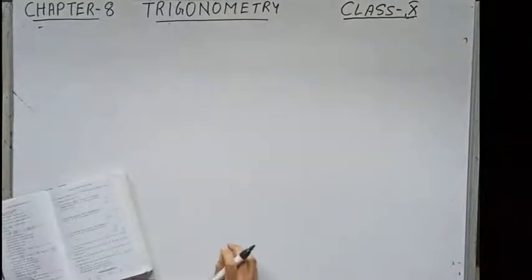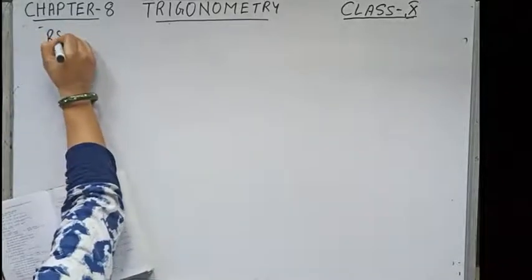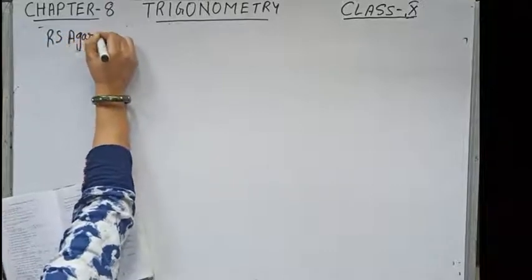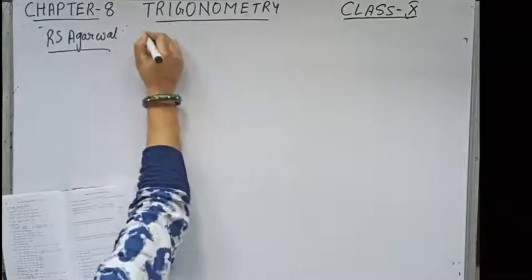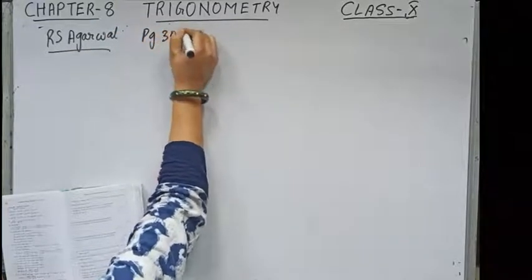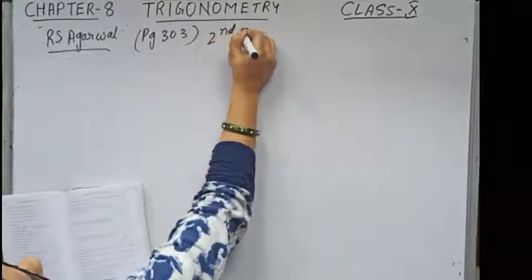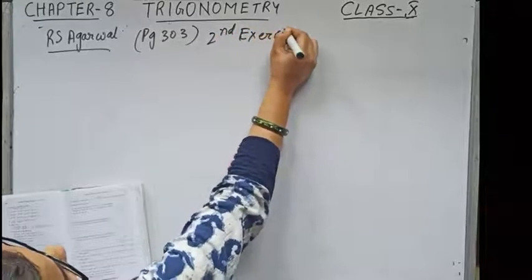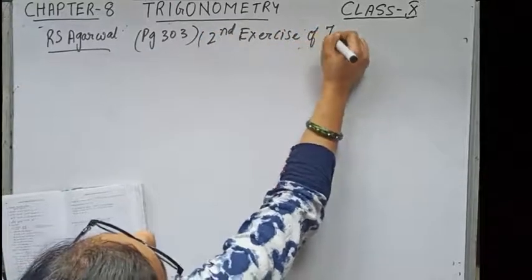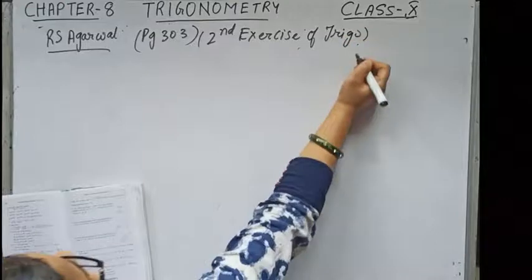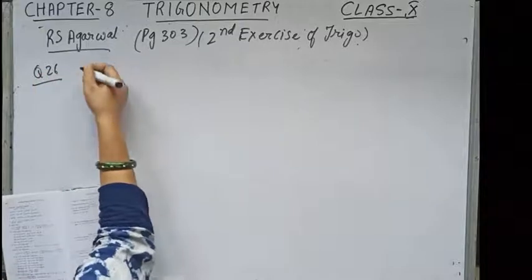I am doing question number 26 in this exercise. Maybe in your book it may be different. I am simply writing over here RS Agarwal. In mine it is page number 303. Maybe in yours it is different. Simply in the second exercise of trigonometry you will get the question. In my book it is question 26.